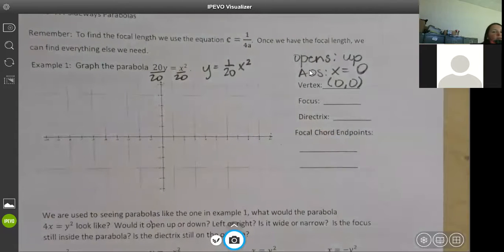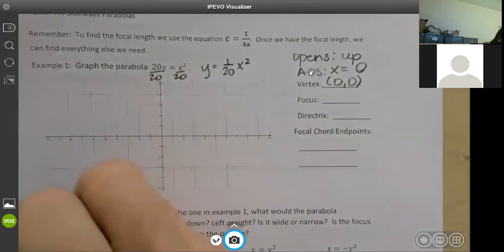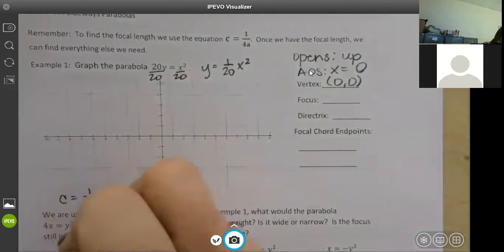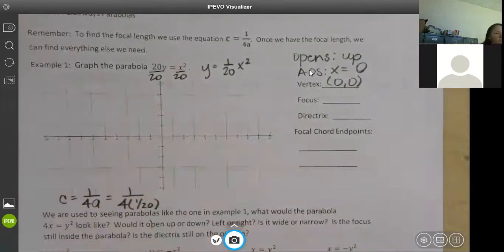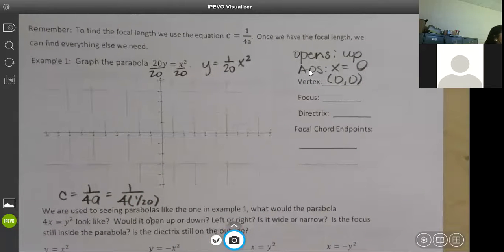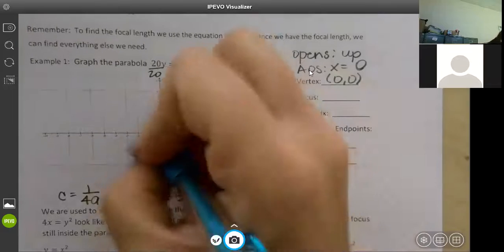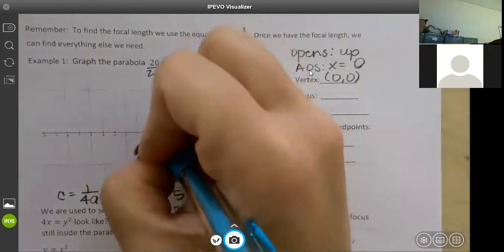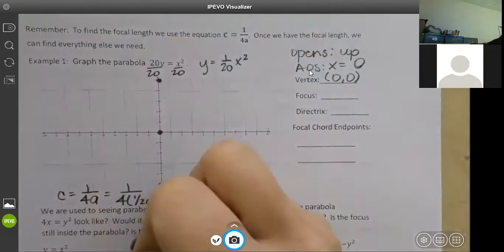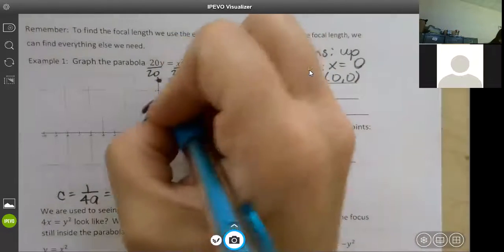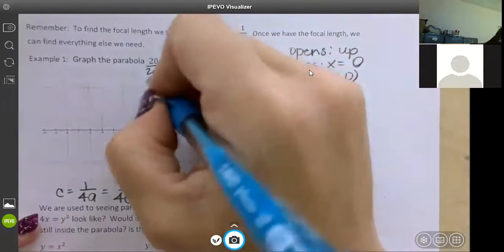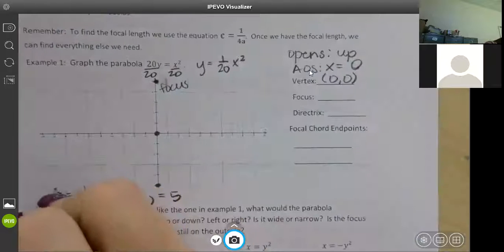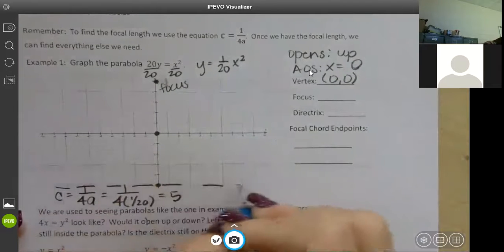All right. So the rest of it we have to do, our C equals 1/4a. Our a for this one is 1/20th. So what is C? 5. So our vertex was 0, 0. We go up 5 and down 5. And since it opens up, this is your focus. And this one is your directrix.